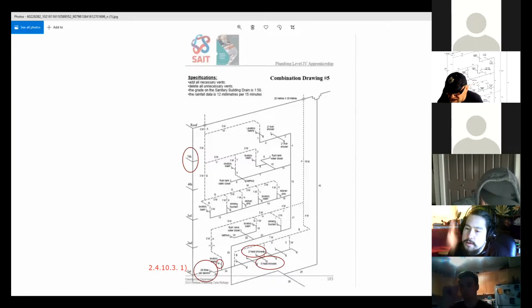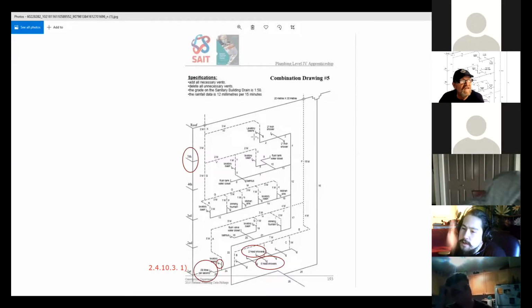Now, so is a stack vent. But on a stack vent, the stack vent's way up here, isn't it? This is the stack vent. It's lower end to outside air too, but see how short its developed length will be. Completely different. So how do you size it?